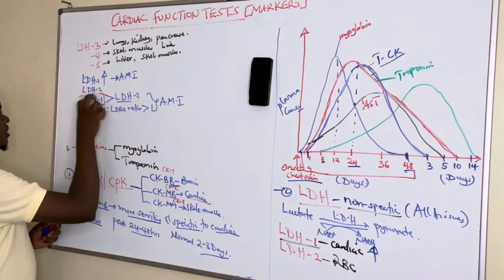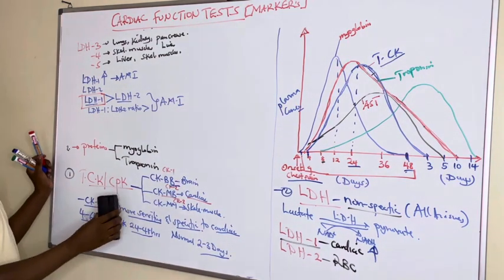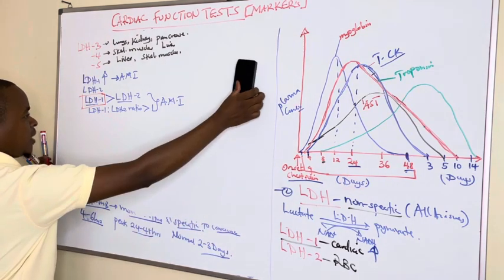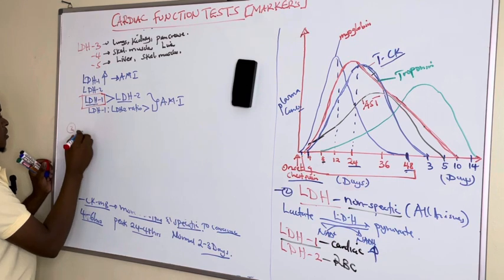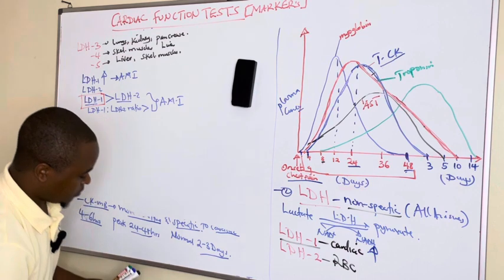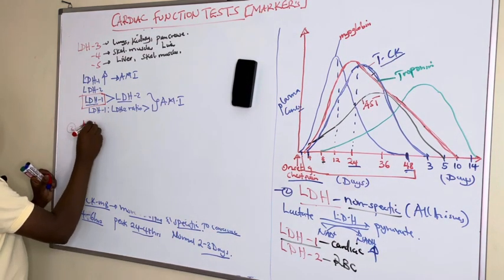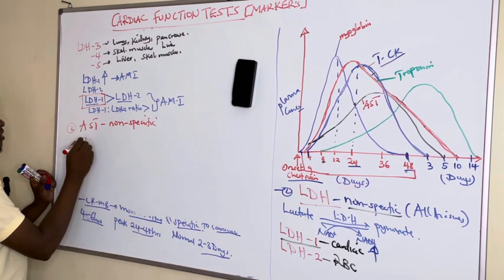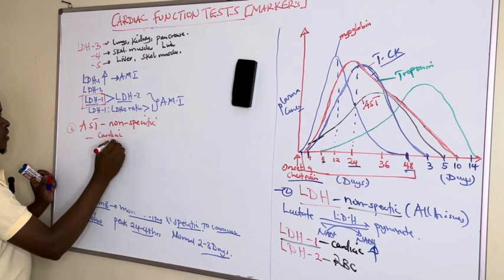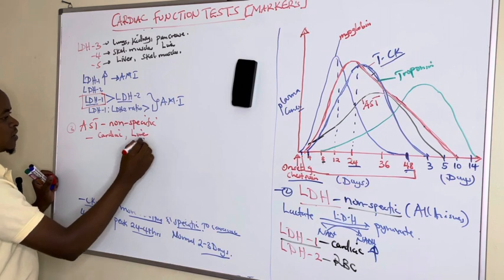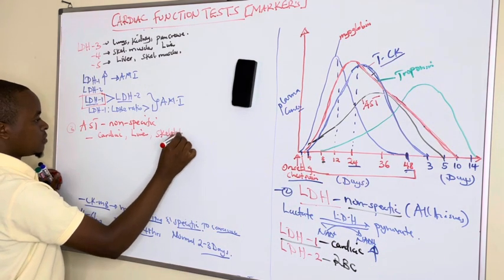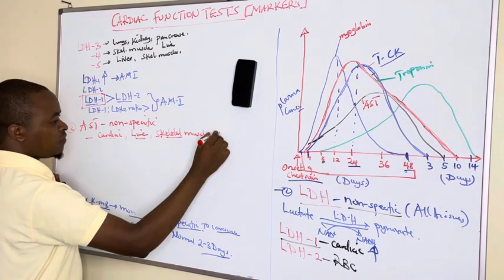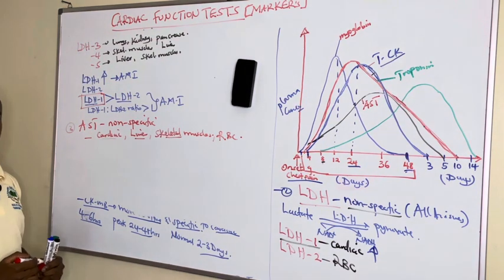And after looking at this LDH, we can also look at the last enzyme, which is a cardiac marker, and this enzyme is known as AST. AST, the third one, is aspartate aminotransferase, which is also non-specific to cardiac because it is also distributed in the liver and the skeletal muscles. So we see different conditions that affect cardiac, the liver, the skeletal muscles, and red cells. Even red cells can increase AST levels.